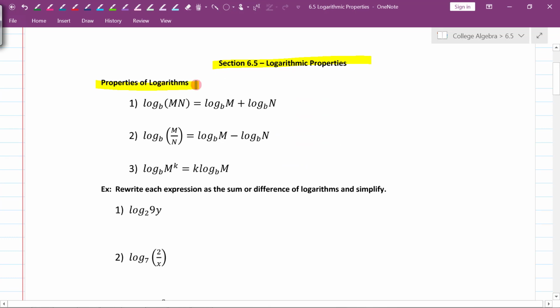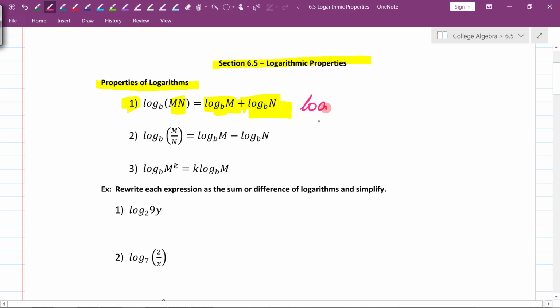Properties of logarithms. Property number 1: log base b of mn is equal to log base b of m plus log base b of n. What does this actually mean? This means that if I have two factors, and I'm taking the log base b of two factors, I can break them apart where I take log base b of factor 1 and add it to log base b of factor 2.